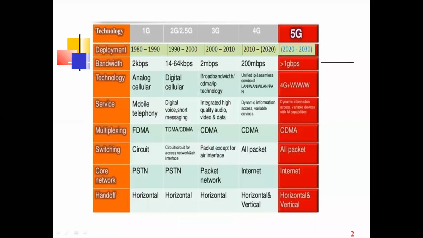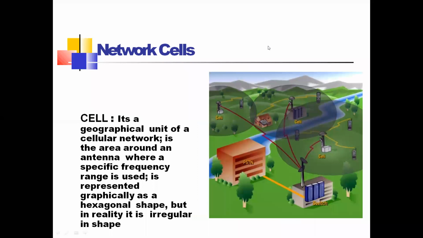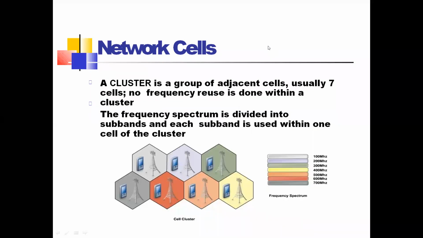We have discussed this. These are also called cells. A cell is nothing but an area around an antenna. The area covered by an antenna is called a cell. Each base station is called a cell. A group of cells is called a cluster.